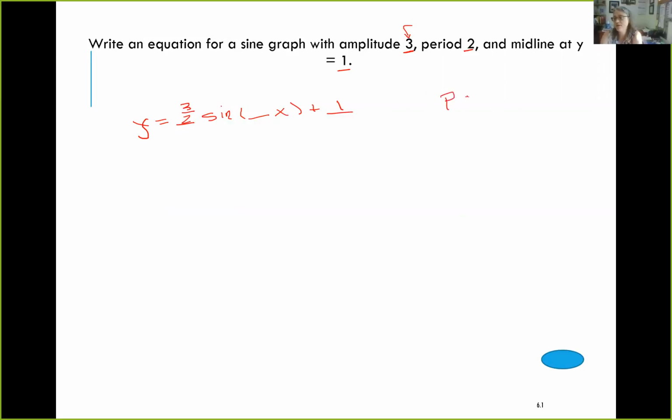And my period, I want a period of 2. Remember that my period is equal to 2 pi divided by this b. I want my period to be 2, so b is going to be 2 pi over 2, or pi. Okay? All right. Should we check me? I'm kind of nervous. Let's see if I did that right.